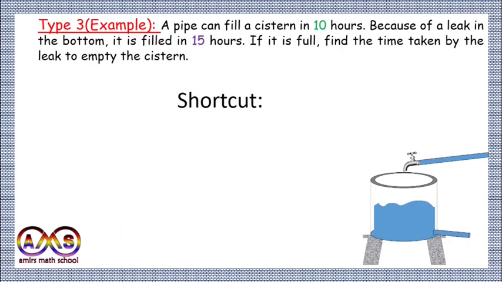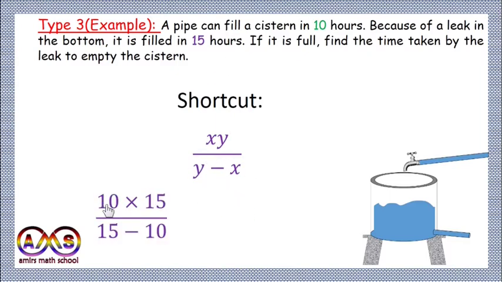So the shortcut for this type of problem is xy divided by y minus x. Here the value of x is 10, and the value of y is 15. So xy divided by y minus x, that is 15 into 10 divided by 15 minus 10, which gives the value 30 hours.